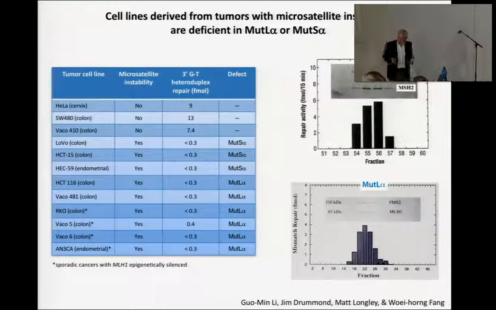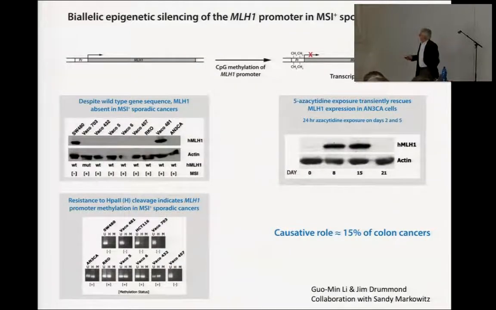Well, we shared that finding with some of our sequencing colleagues, and they were quite skeptical because they had sequenced the MLH1 gene in this line and this line, and they found it to be normal. But Sandy Markowitz at Case Western Reserve University, with whom we were collaborating on those two cell lines, took us seriously, and experiments done in collaboration with Sandy, largely done in his lab, showed that the MLH1 gene in those sporadic cancer cell lines is epigenetically silenced by CpG methylation within the promoter.